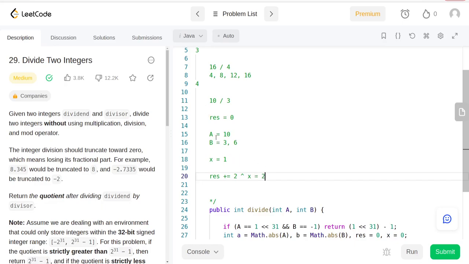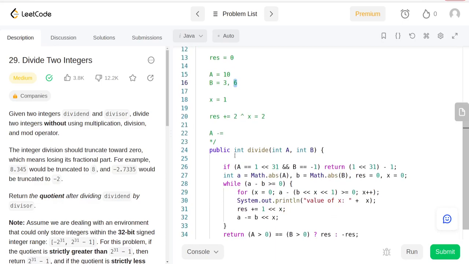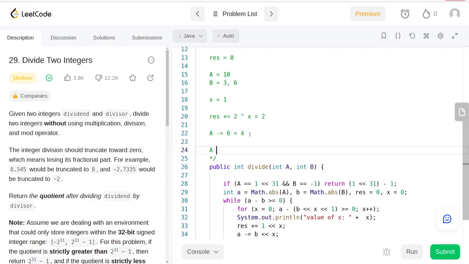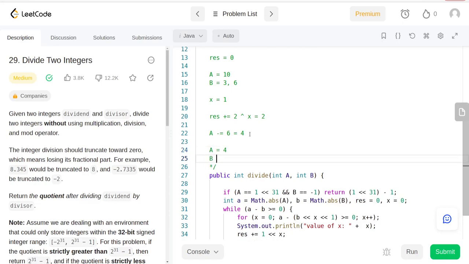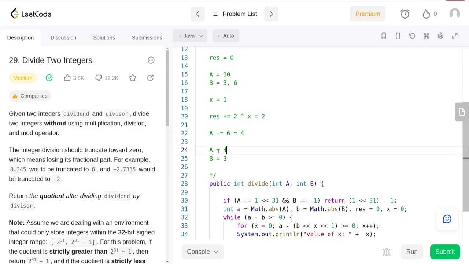And then we're gonna bring our a, like what we're gonna be doing is, we're gonna say that okay, a is gonna be negative equal to this thing, which is 6, and this is gonna make it 4. Then we're gonna start again. A is equal to 4, b is equal to, again start with 3. B's value never changes, right? Only a and the result values keep changing.